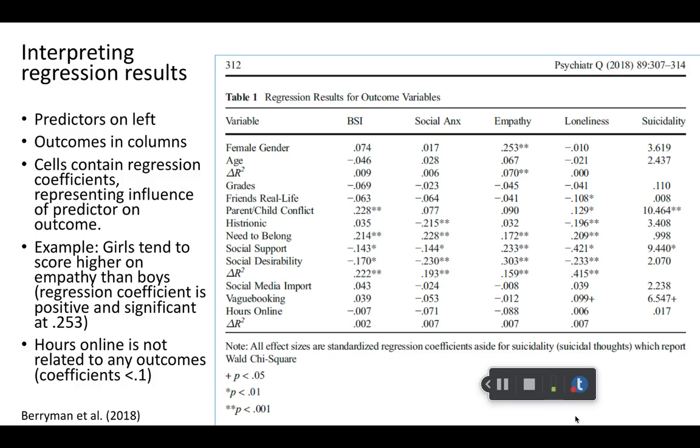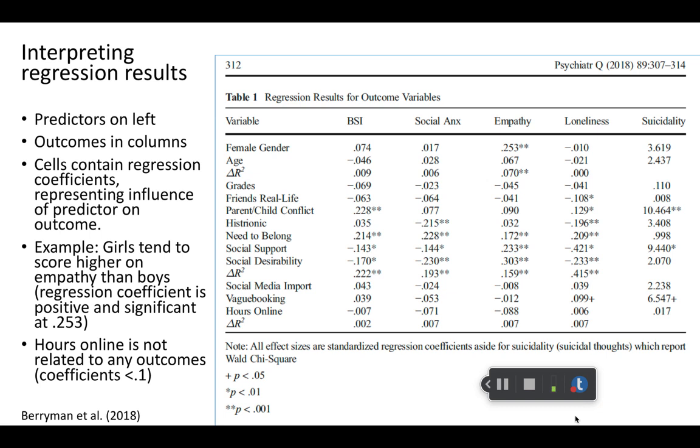So this is how the results are reported. This is called a regression. There are a number of kinds of regression, and regression is a statistical technique used to look at multiple relationships between variables simultaneously. So you'll see lots of tables like this, and you'll talk about regression, ordinary regression and logistic regression in RIP2 next semester. But basically, the predictor variables are on the left.